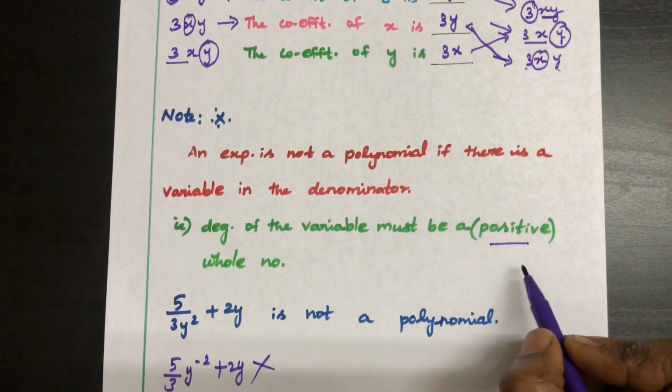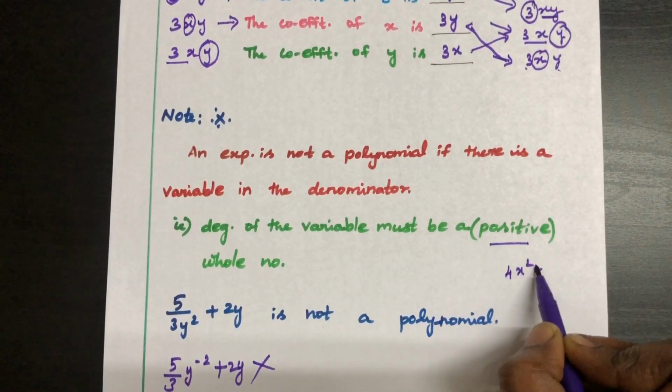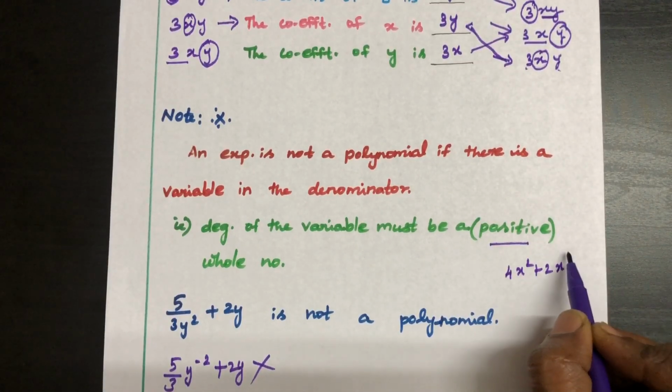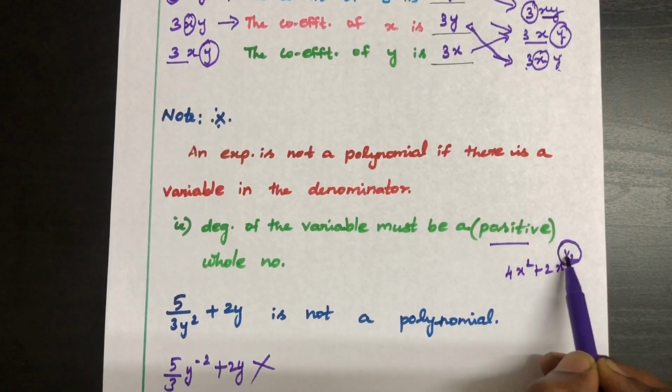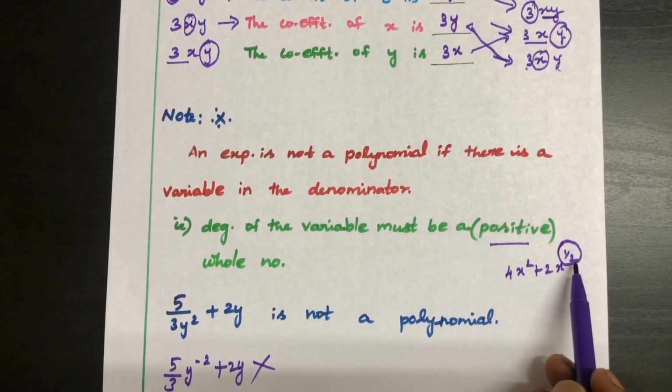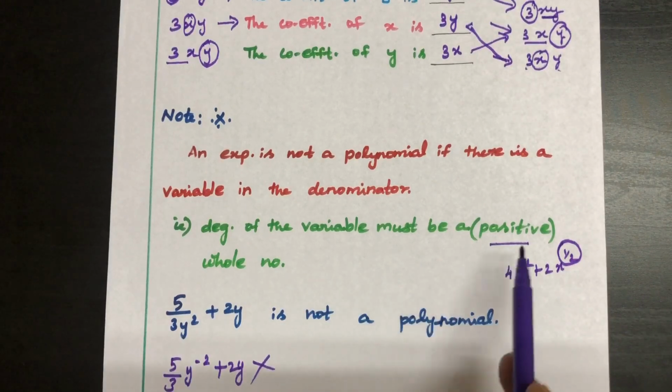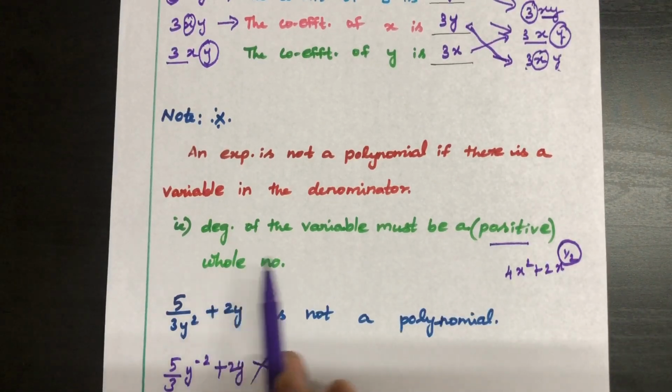Okay. For example, 4x square plus 2x power 1 by 2. It is also not a polynomial. See, it is not a whole number. 1 by 2 is a fraction. So, the degree must be a positive whole number. The degree of the variable must be a positive whole number.